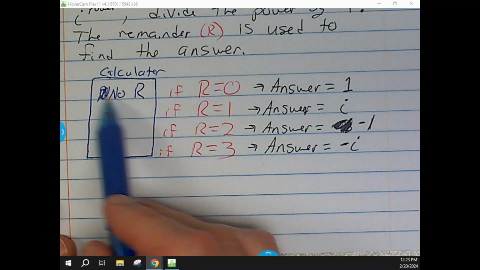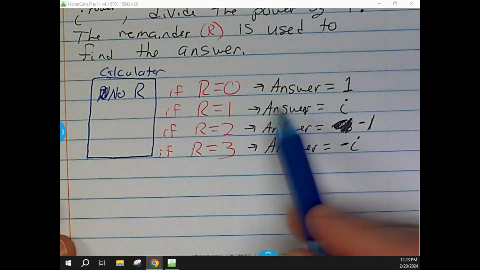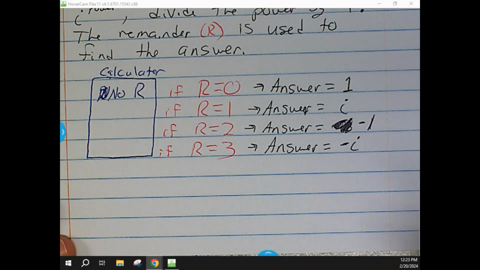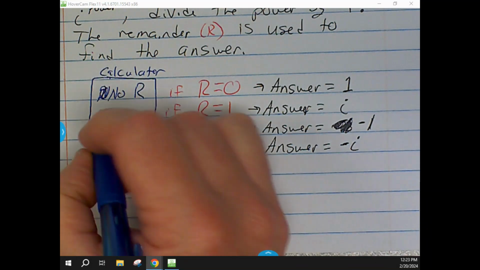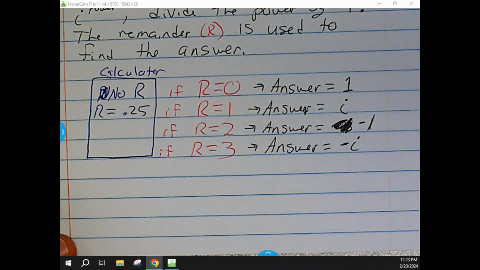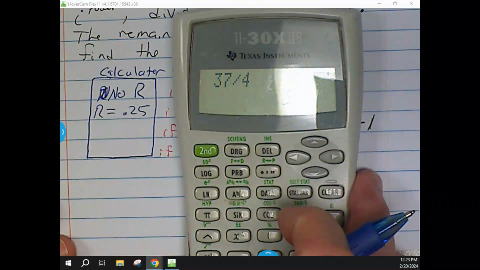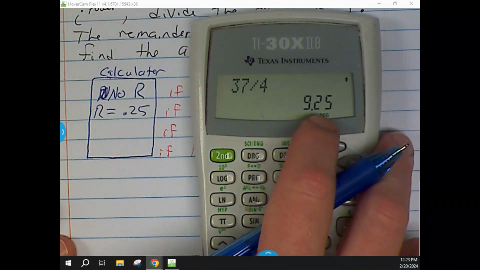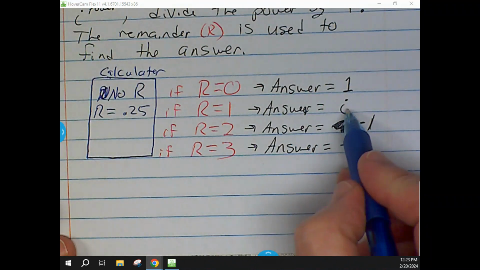If you're doing it on your calculator and there's no decimal number at all, the answer to this simplified problem would just be 1. In this case, if your remainder is 0.25, kind of like this problem, if we took 37 divided by 4, we got a remainder of 0.25. That means in this case, our answer would just be i.